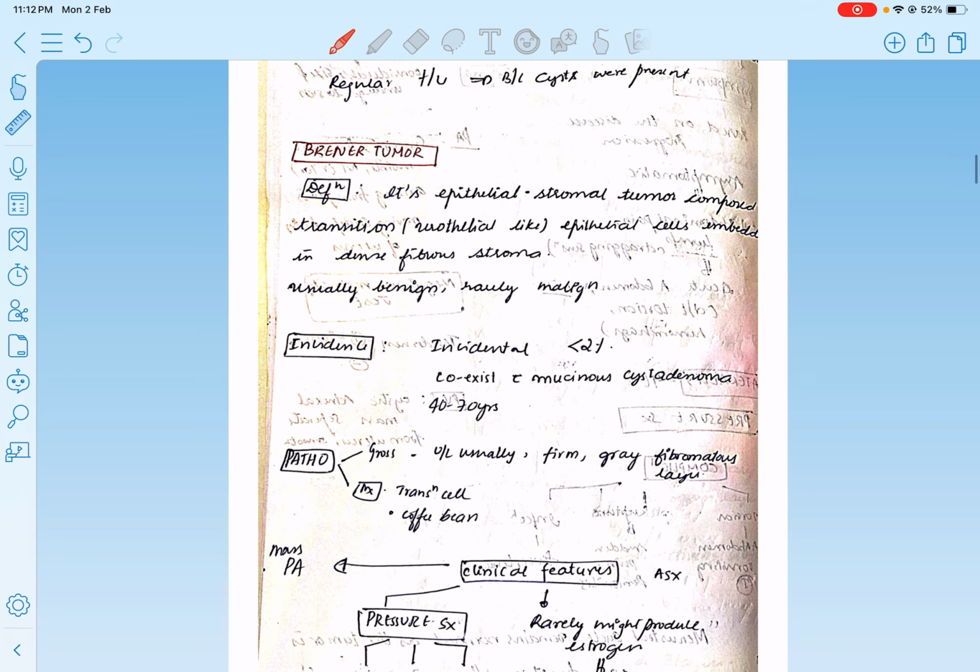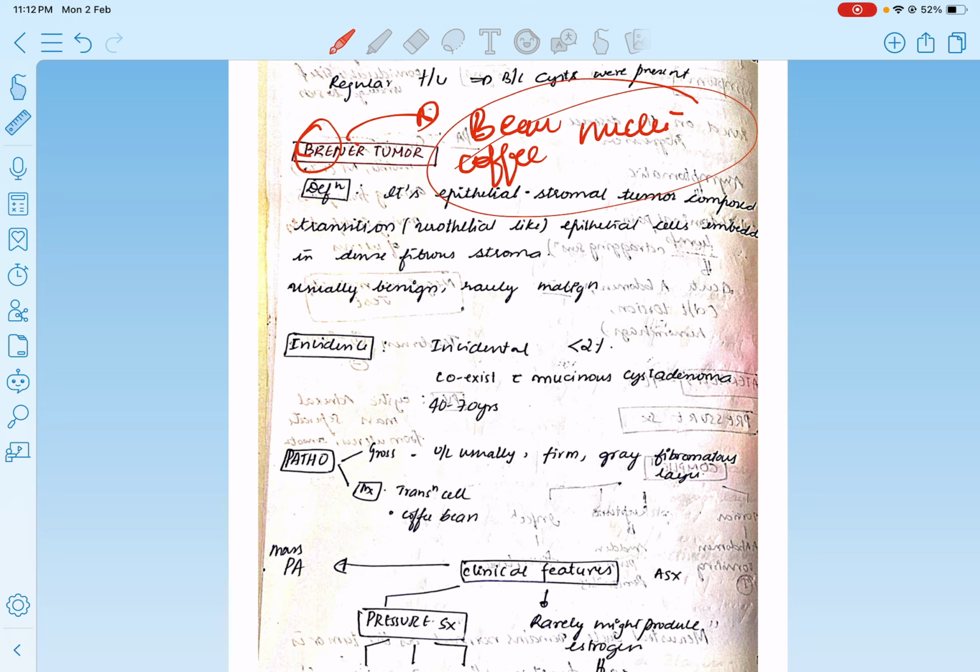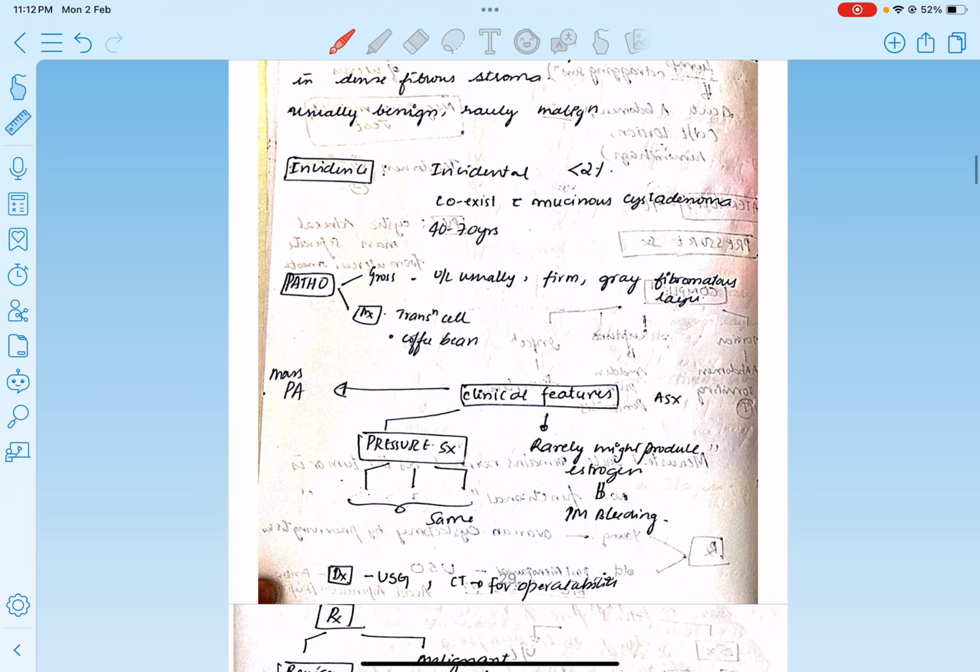Okay, so Brenner's tumor, what is B? So here you will remember bean. What is bean? Coffee bean nuclei is present. So based on that, that is the microscopy. So again you will have the same thing.